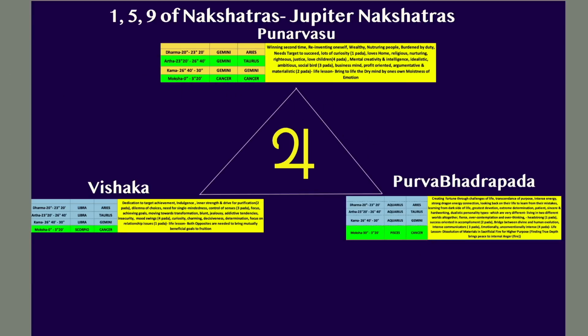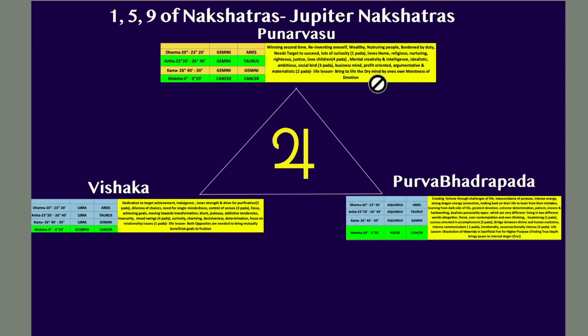And let's tie this now into the life lesson. What are the general themes of Punarvasu to begin with? Winning second time, reinventing oneself. What are the themes of Jupiter here? They are religious, they are nurturing, they are righteous, they love justice, they love children. You see all the themes of Jupiter playing in Punarvasu. Mental creativity and intelligence. They are idealistic, they are ambitious. They are business-minded, profit-oriented, especially when it comes to Gemini going into Taurus, in the second one, because it's all about Artha. So there's the theme of Jupiter here.